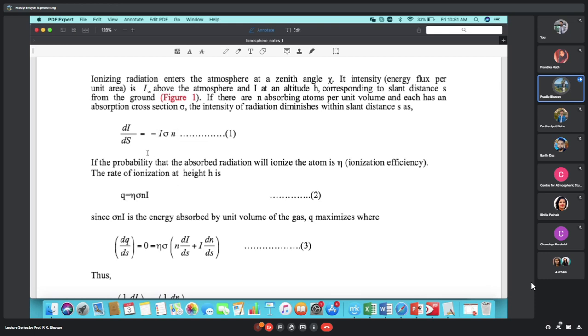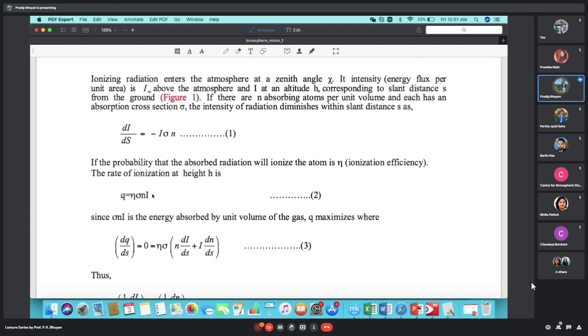So this is the total amount, the number of atoms, their absorption coefficient, the cross-section, and then this is the intensity of the solar radiation at that particular height. So if the energy absorbed by the unit volume of the gas is sigma n I, this is sigma n I, this is the energy absorbed by unit volume of the gas.